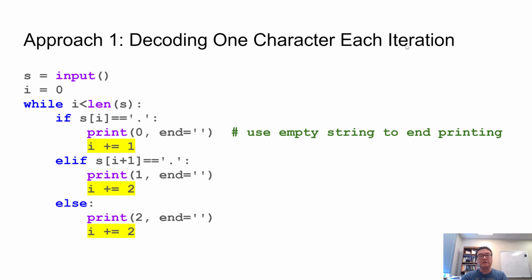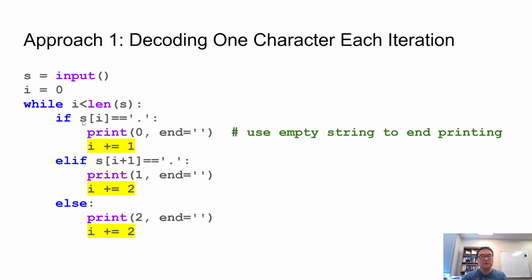We will decode one character in each iteration. So we first read in the input, that will just be a string. Then this i will be the index that we move across the string. And one thing to note is that this i will be incremented by different values depending on the string. This is because if we see a dot, then we know this will decode into 0. So then we just increment i by 1 to look at the next character. On the other hand, if the first letter we're looking at is not dot, then that means it's dash. Then how we decode will depend on what is the next character.